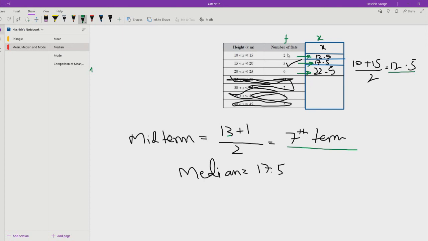So just count from the top now. 1, 2, 3, 4, 5, 6, 7. It means this term belongs to this column, to this range, and it has a value of x which is equal to 17.5. So your answer is 17.5.